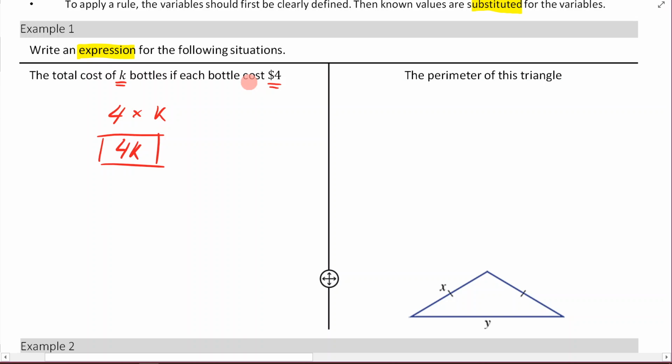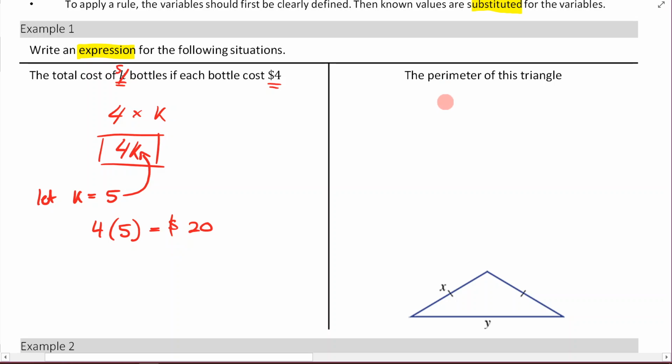Now, if we found out how many bottles we bought, let's say we bought 5 bottles, then we would say let K equal 5. So that would mean they would say the total cost of 5 bottles if each bottle costs $4. To answer this, we would take the 5 and substitute it into the K spot. So we would end up with 4 times 5. 4 times 5 is 20, and it's going to be $20.